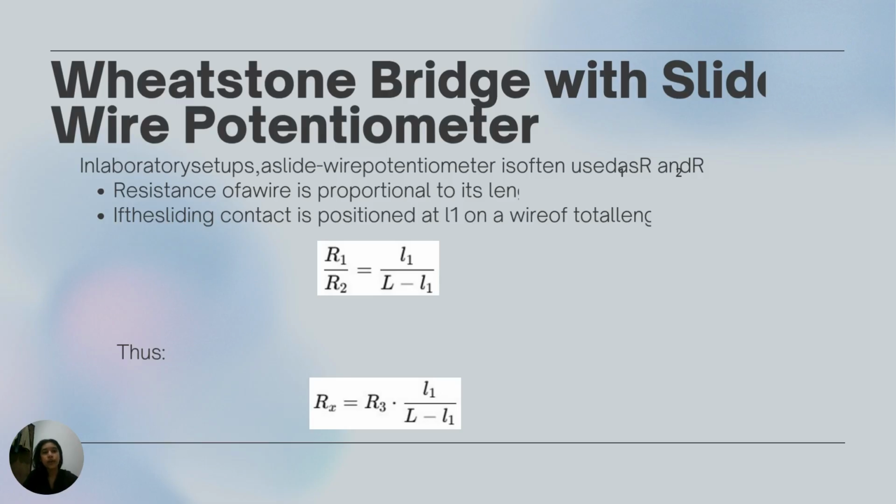Now we will talk about the Wheatstone bridge with a slide wire potentiometer. In this version of the Wheatstone bridge, the top resistors R1 and R2 are replaced by a long uniform wire. The sliding contact divides the wire into two lengths, L1 and L minus L1, which act like two resistors. Because resistance is proportional to length, the two wire sections form the same ratio as R1 and R2. By moving the slider until the galvanometer reads zero, we find the balance point. At that moment, we can use the ratio of the wire lengths together with R3 to calculate the unknown resistance Rx.